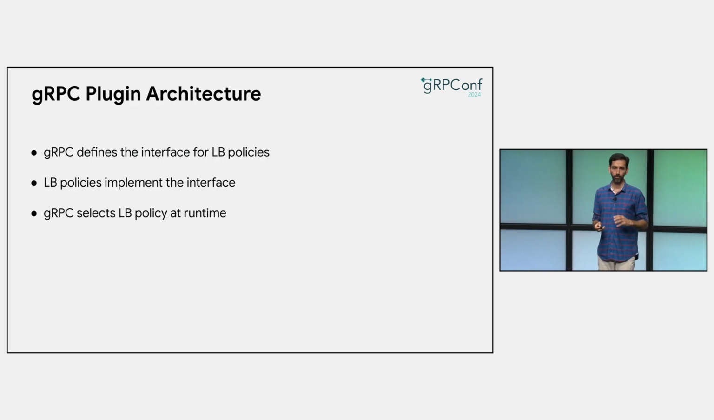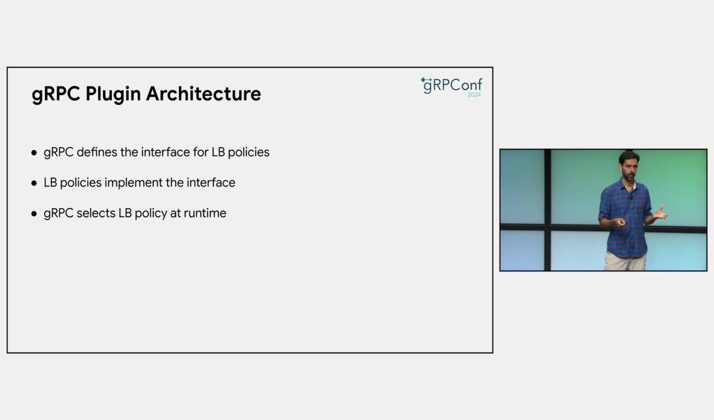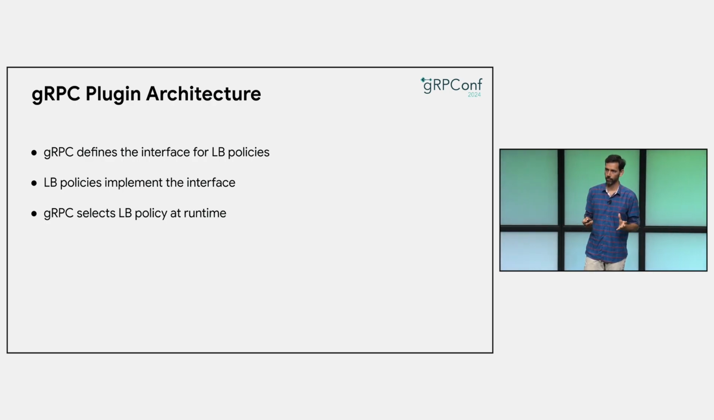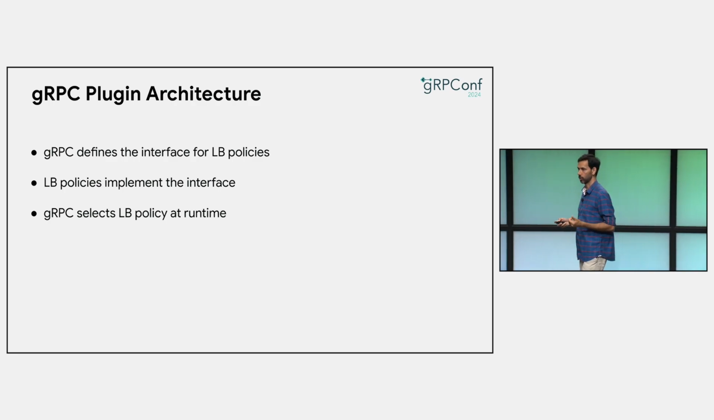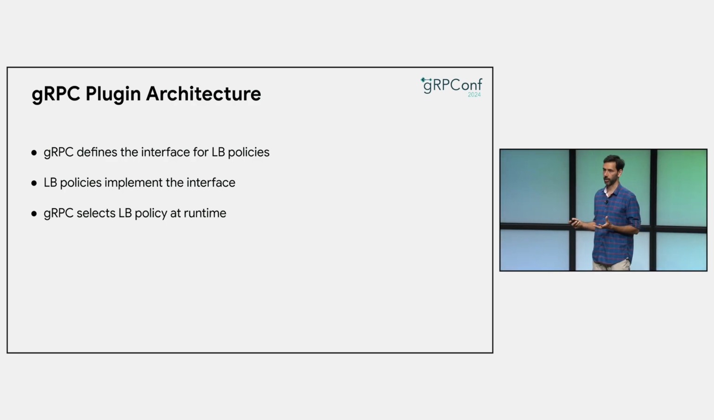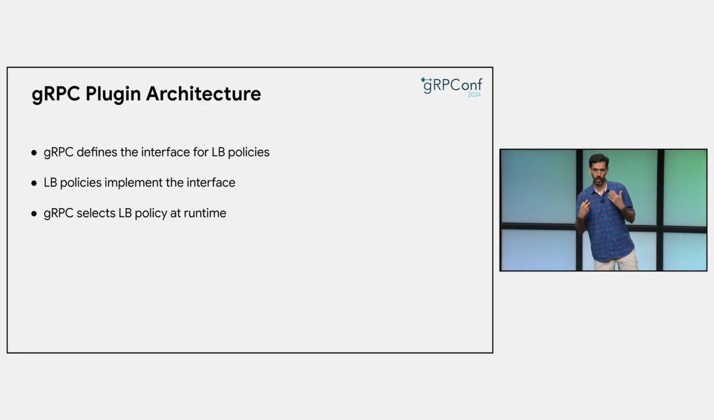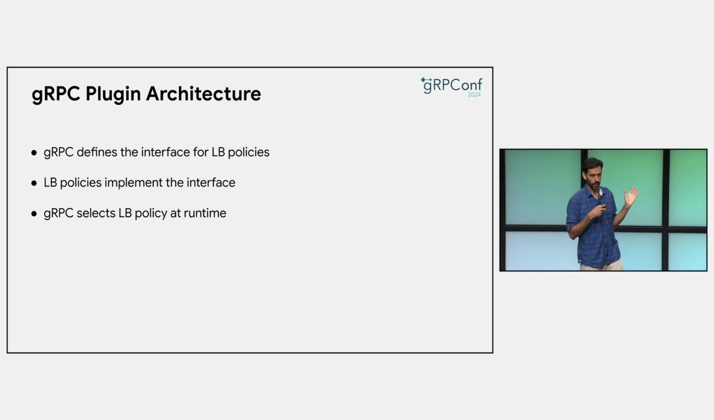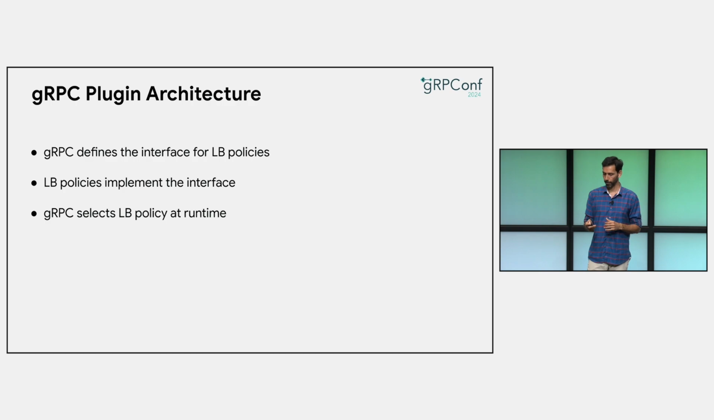gRPC also supports a plugin architecture for LB policies. What we mean by this is that gRPC defines an interface for LB policies, and individual LB policies implement that interface and register themselves with gRPC at init time. And at runtime, gRPC selects the LB policy to use.